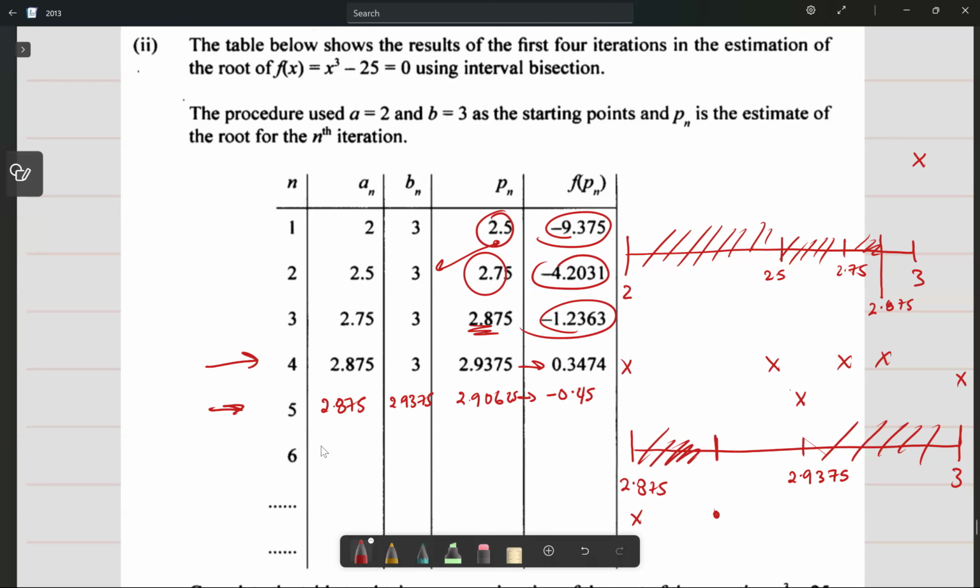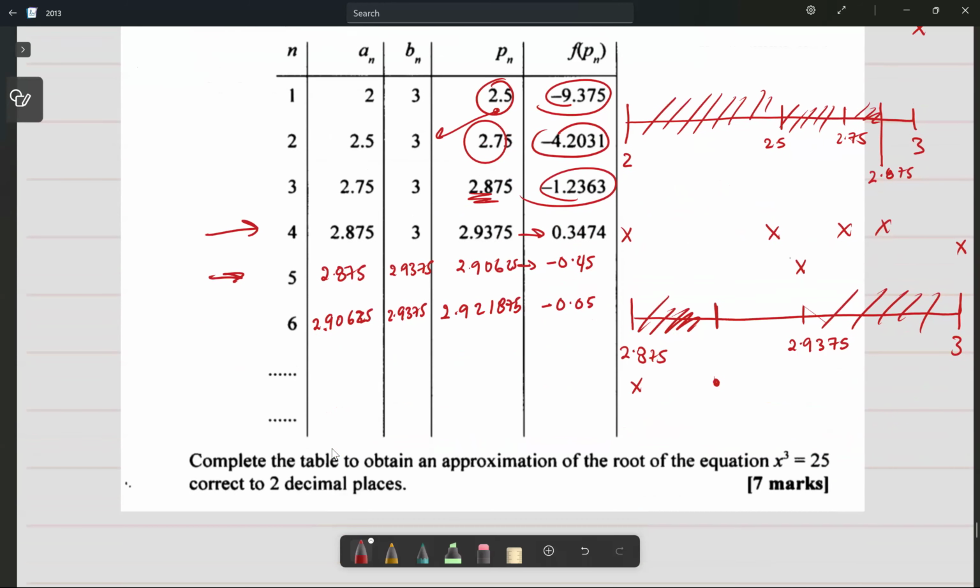So now the new numbers are 2.90625 and 2.9375. The number between them is 2.921875. Plug in a calculator, I get negative 0.05. And that's enough. That is pretty close to our answer.